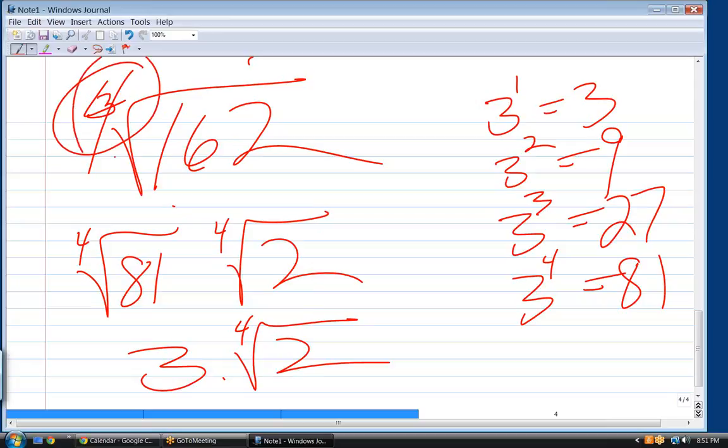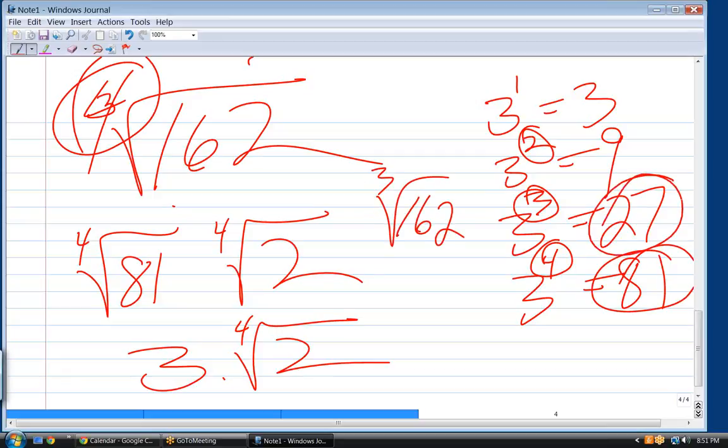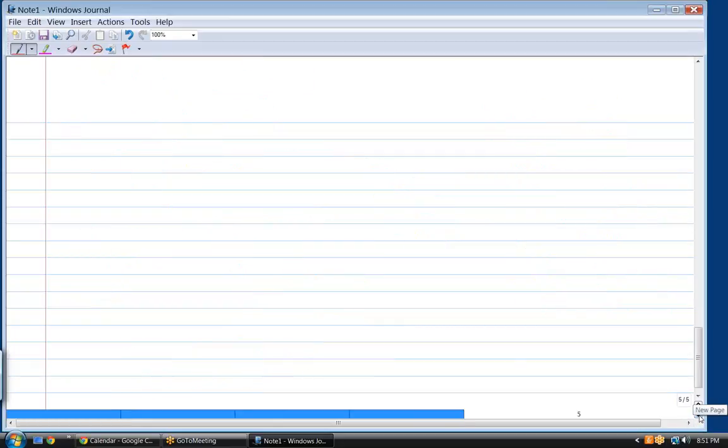Whatever this number is, that's what we want to find here. It's not so much that we're looking for 81, as much as if we're talking the cube root of 162, then we're looking for a 27, not an 81, as a factor. If we're looking for the 4th root of 162, then we're looking for 81 as a factor because of that 4 right there. Okay? Here. This is the other concept that kind of tricked me up a little bit.